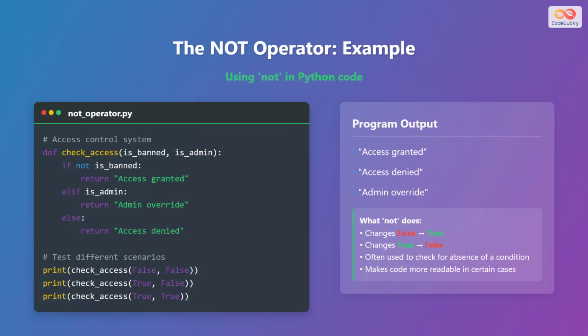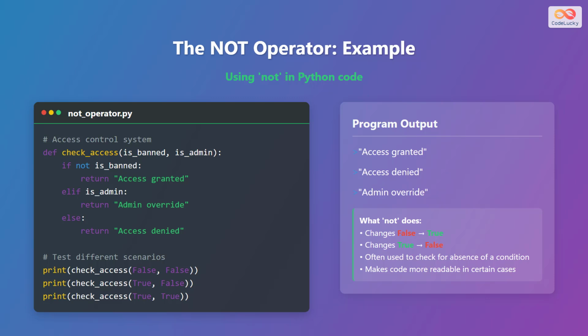Let's explore an example of the not operator. In this code, we define a function called checkAccess, which takes isBanned and isAdmin as inputs. Inside the function, the first if statement checks if not isBanned. If the person is not banned, then the function returns access granted. If the person is banned but isAdmin is true, the function returns admin override. Otherwise, if the person is banned and not an admin, it returns access denied.